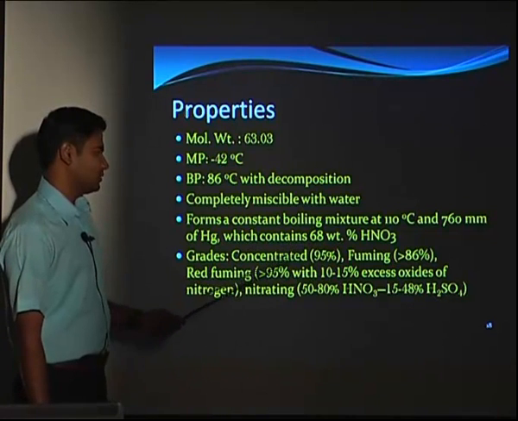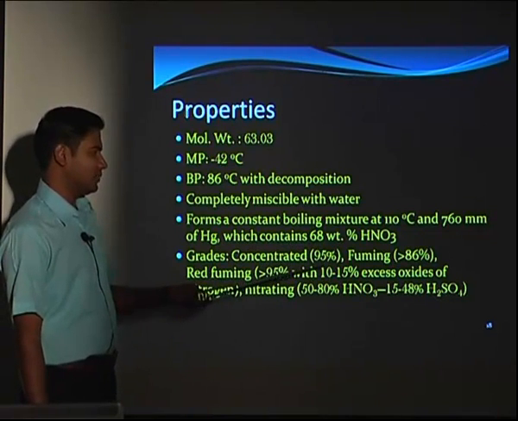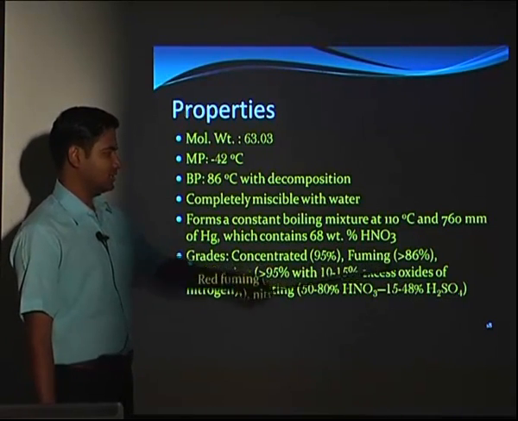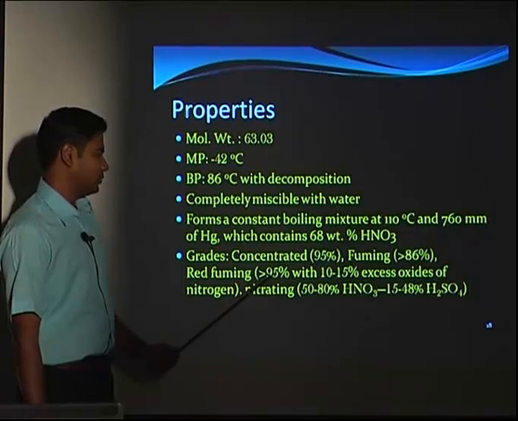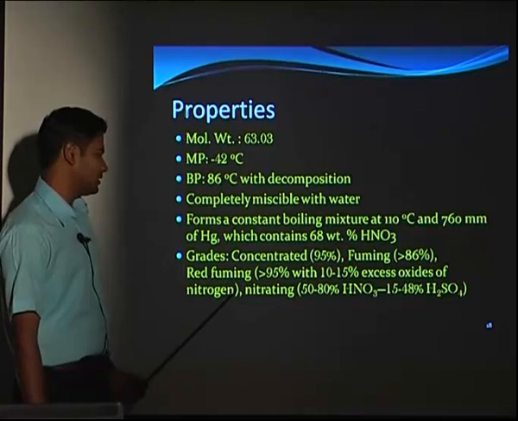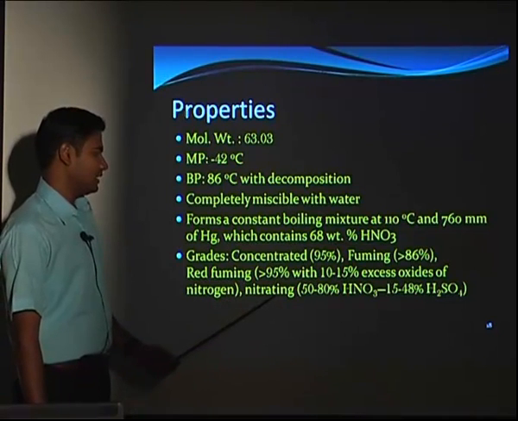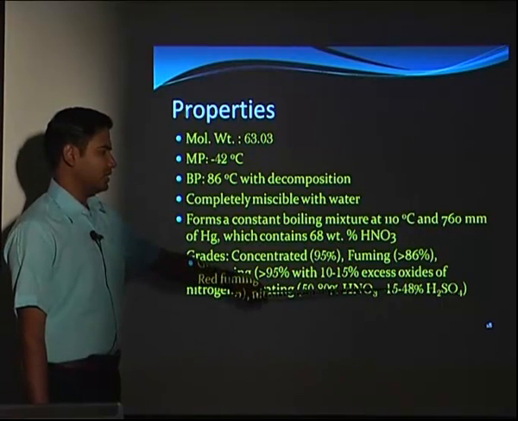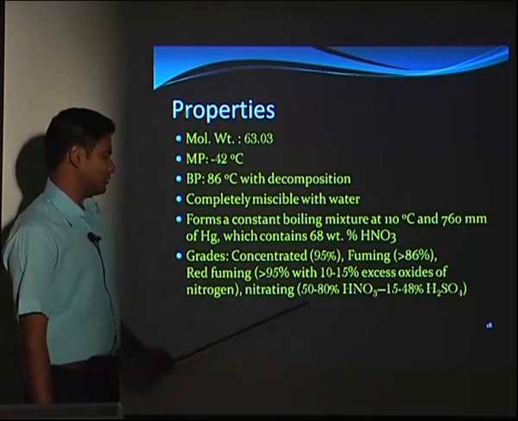Then the grades: we have the concentrated, which is more than 95%, then fuming, which is more than 86%, then red fuming, more than 95% with 10 to 15% excess oxides of nitrogen. Then nitrating, which is 50 to 80% HNO3 with 15 to 48% of H2SO4.